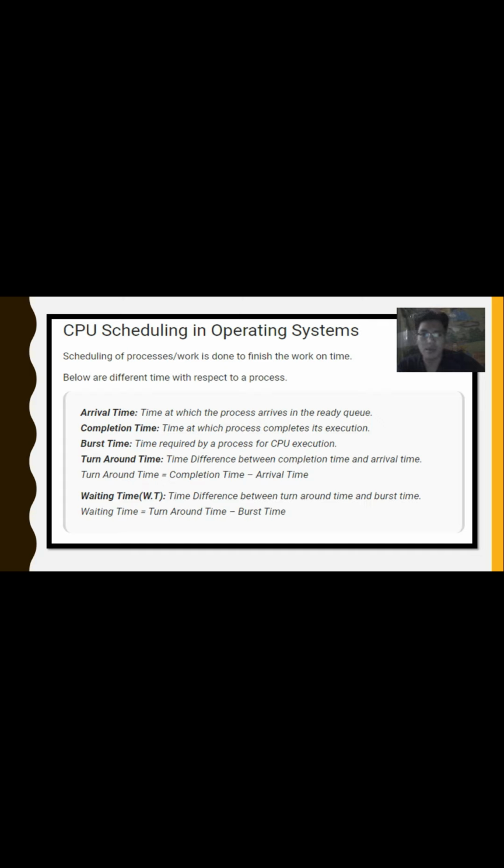We have first the arrival time, the time at which the process arrives in the ready queue. When we say arrival time, the job which comes first in the ready queue will get the CPU first. Or shall we say, the lesser the arrival time of the job, the sooner the job gets the CPU. The next is the completion time, the time at which a process completes its execution.